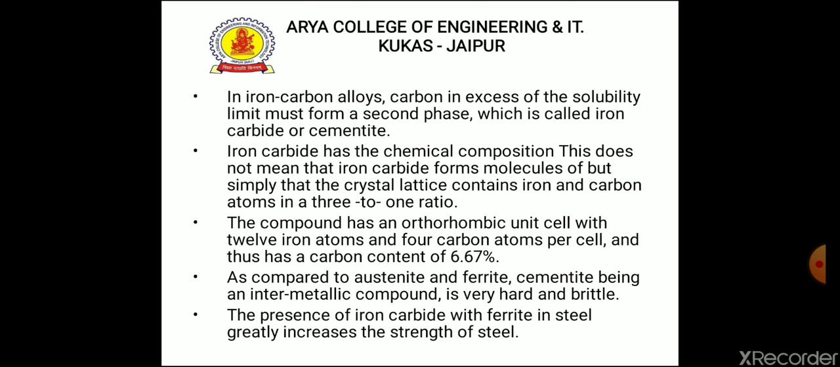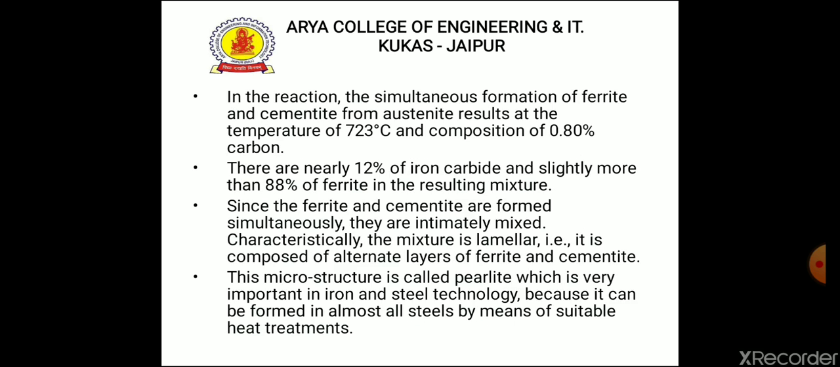As compared to austenite and ferrite, cementite, being an intermetallic compound, is very hard and brittle. The presence of iron carbide with ferrite in steel greatly increases the strength of steel. In the eutectoid reaction, the simultaneous formation of ferrite and cementite from austenite results at the temperature of 723 degrees centigrade and composition of 0.80% carbon. There are nearly 12% of iron carbide and slightly more than 88% of ferrite in the resulting mixture.